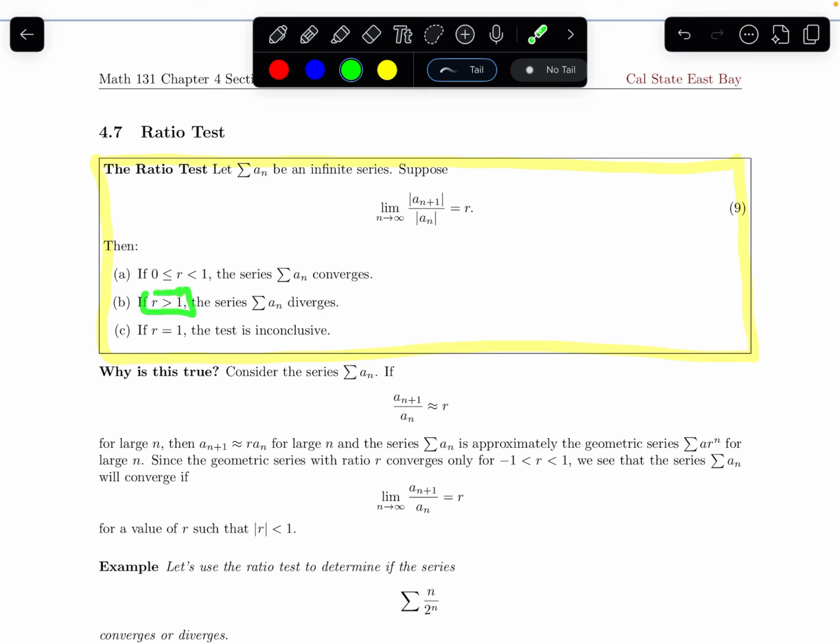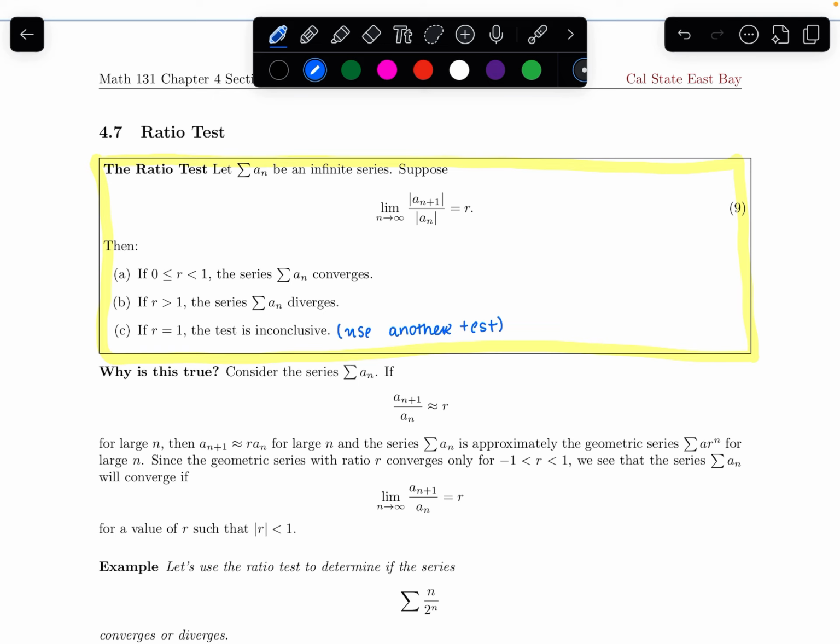Or if that value is bigger than 1, then it diverges. If it is equal to 1, unfortunately, the test is in fact inconclusive. And so you will have to use another test. So where is this useful?